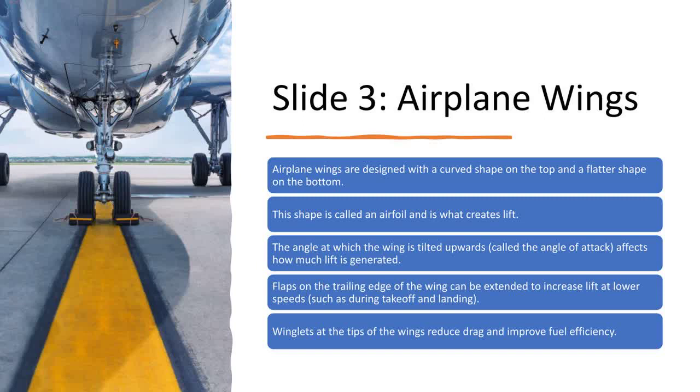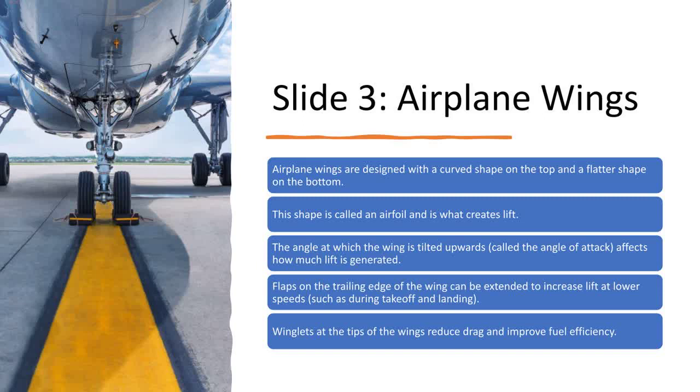The angle at which the wing is tilted upwards, called the angle of attack, affects how much lift is generated. A greater angle of attack means more lift, but if the angle is too high, it can cause the airplane to stall and lose lift.